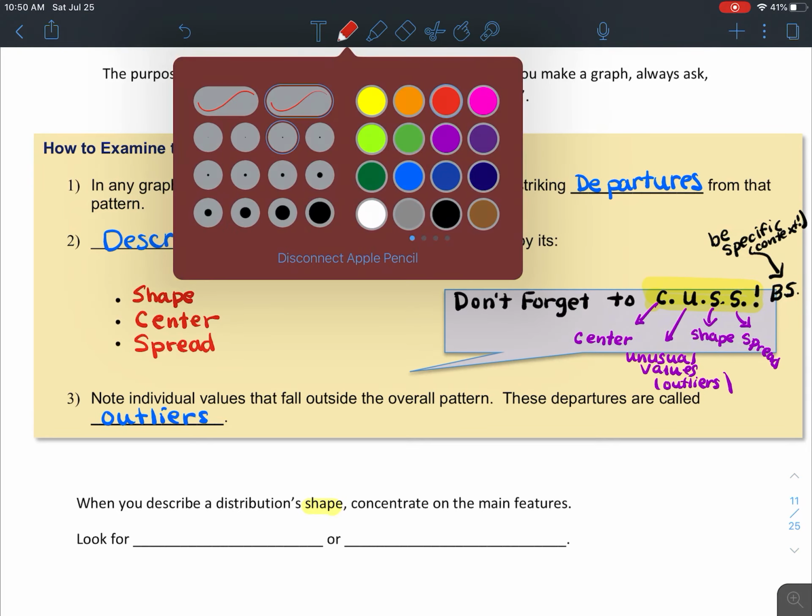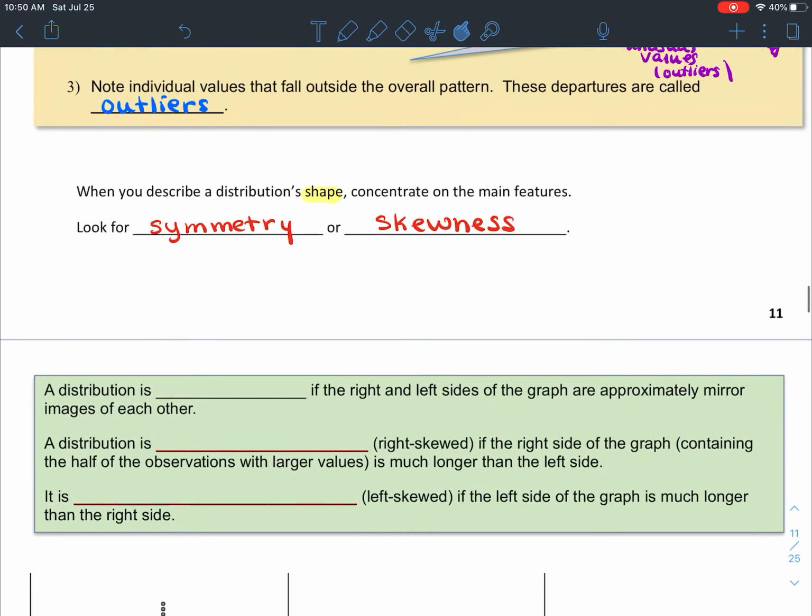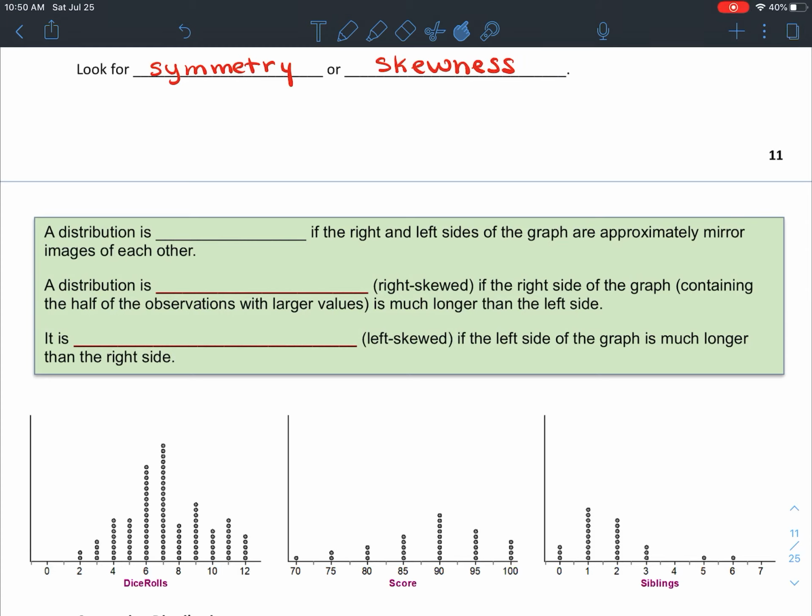When you are describing the shape of a distribution, you want to look for symmetry. Is it symmetrical or is there some skewness? Look for symmetry or look for skewness. Here's what I mean by that.